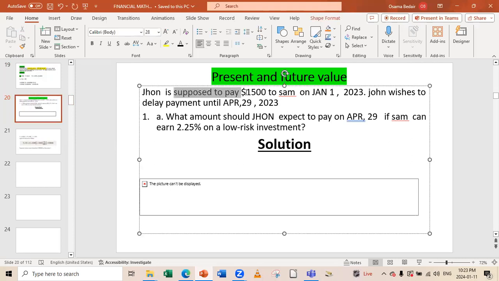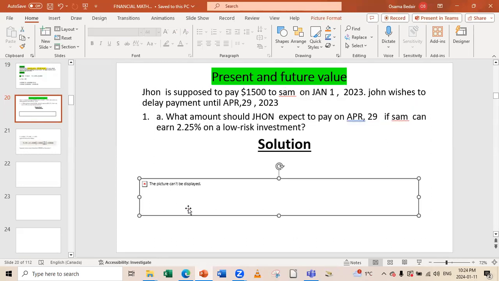John is supposed to pay $1,500 to Sam on Jan 1. John wishes to delay the payment until April 29, in the year 23. What amount should John expect to pay? The amount will be the principal plus the interest to pay on April 29, if Sam can earn 2.25% on low-risk investments.